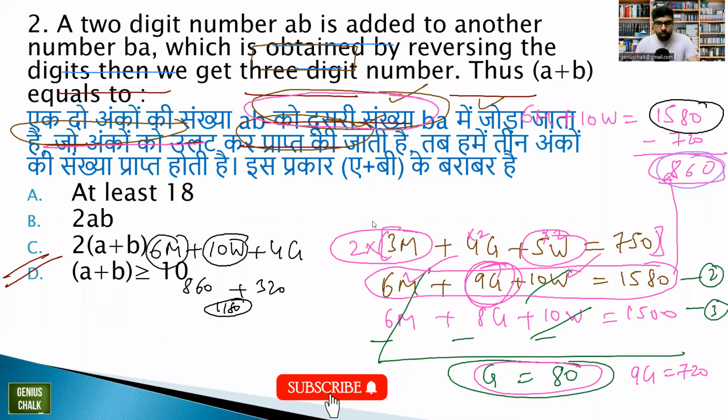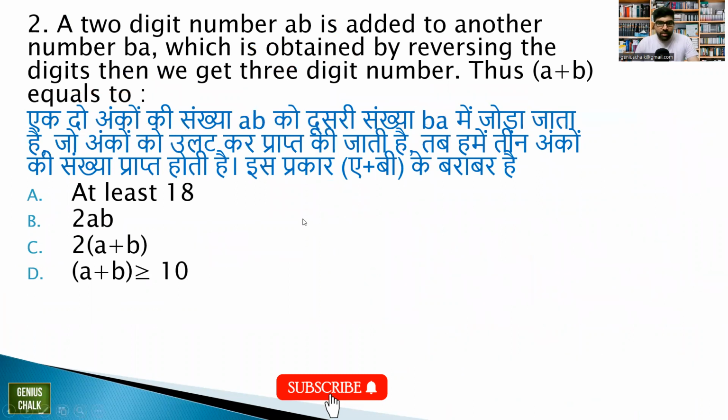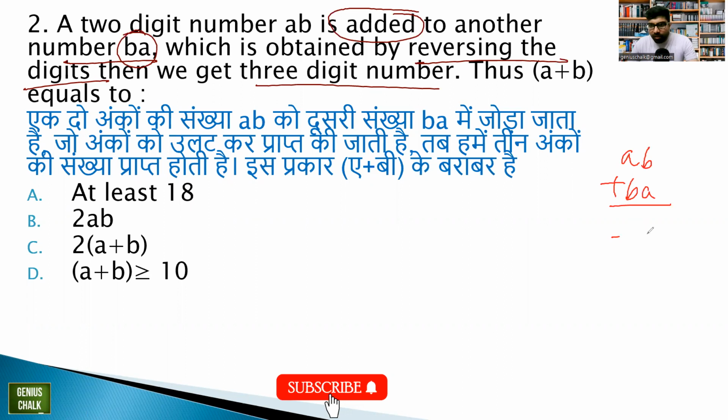Let's start with the second question. The second question is, a two digit number AB is added to another two digit number BA, which is obtained by reversing the digits. And after that, we get a three digit number. So this is a two digit number AB, and if I add BA, then I will get a three digit number.